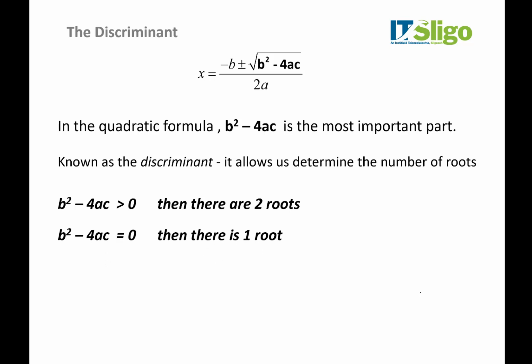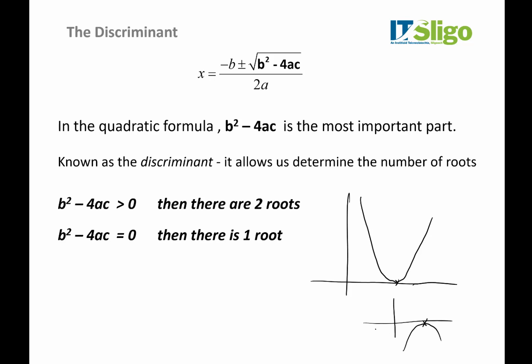If the discriminant is equal to 0, then, guys, there's only 1 root. And what that means is your curve looks something like this. It only touches in 1 place. Or again, alternatively, it might look like that. Imagine it's touching there in the 1 place.